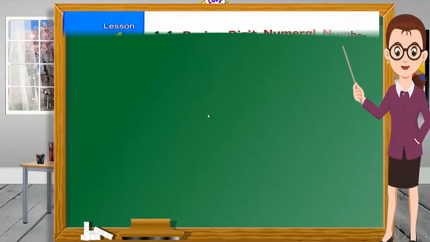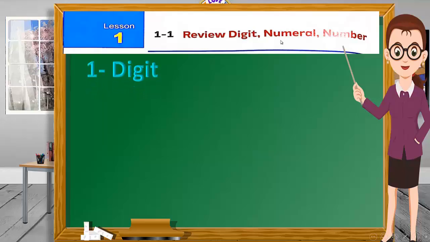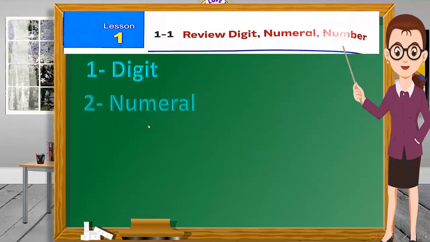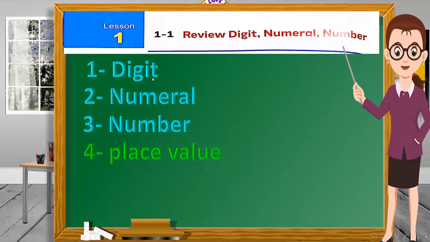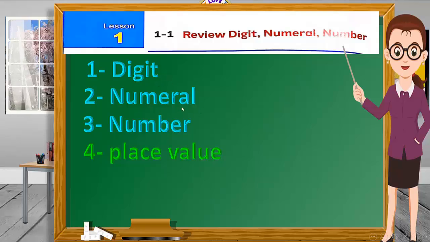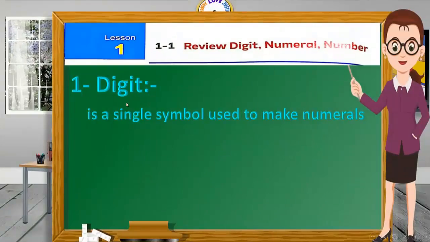First, you should remember the meaning of digit, numeral, number, and place value. So we will review, or remember together now, what the meaning of digit is, what the meaning of numeral is, what the difference between numeral and number is, what place value is, and what the difference between place value and value is. Let's start.